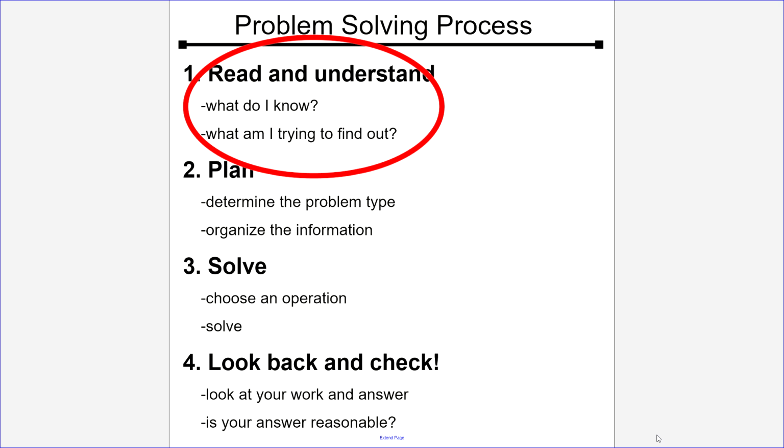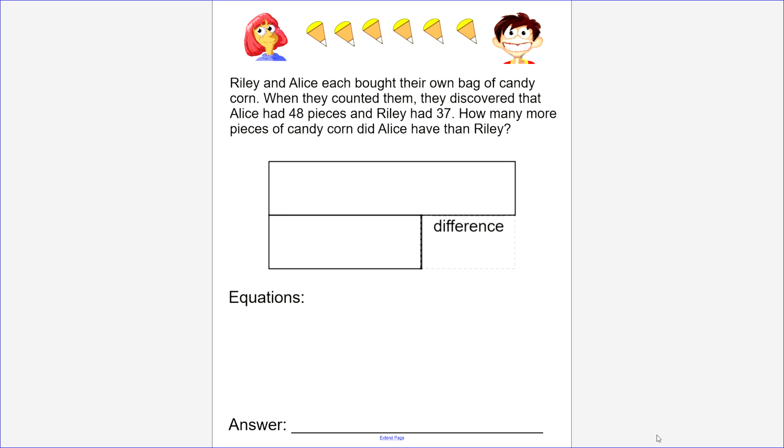We'll start with step 1, reading and understanding the problem. We're going to look to see what do we know and what are we trying to find out. I'm going to read the problem again. You're going to find the 2 pieces of information they give us, as well as the question. Riley and Alice each bought their own bag of candy corn. When they counted them, they discovered that Alice had 48 pieces and Riley had 37. How many more pieces of candy corn did Alice have than Riley?